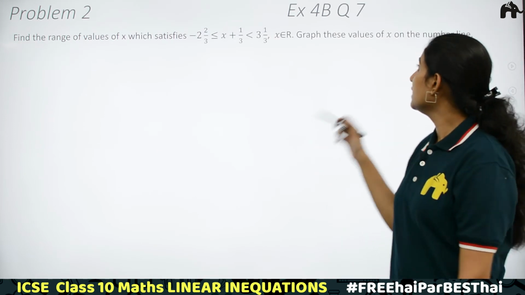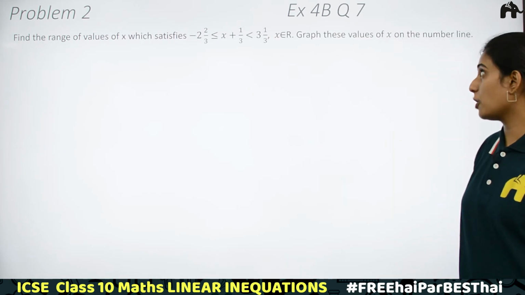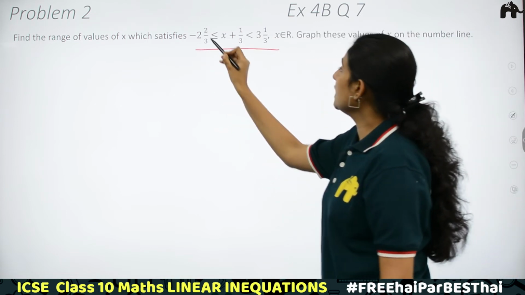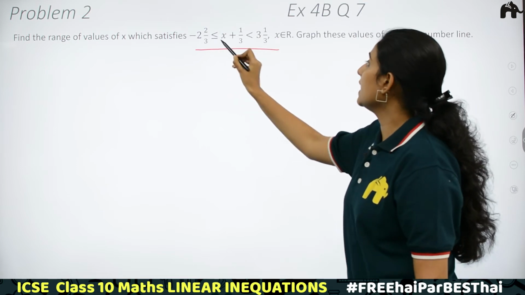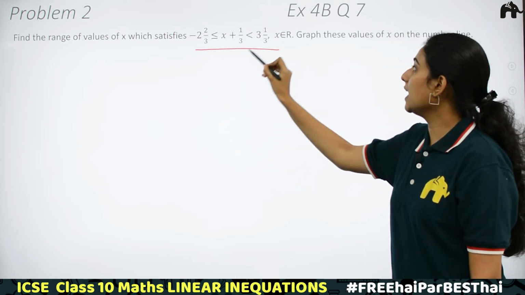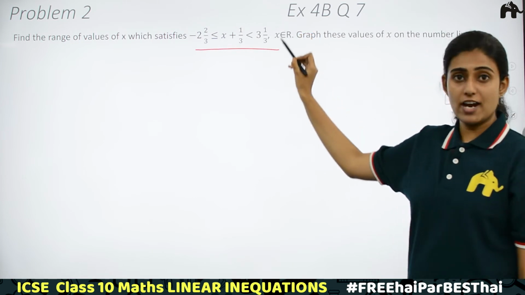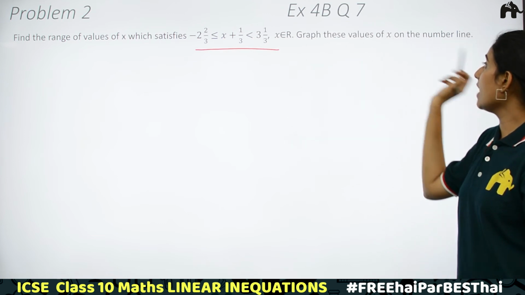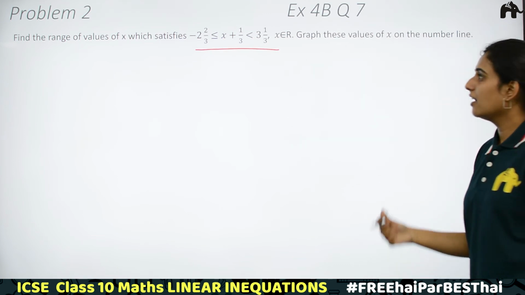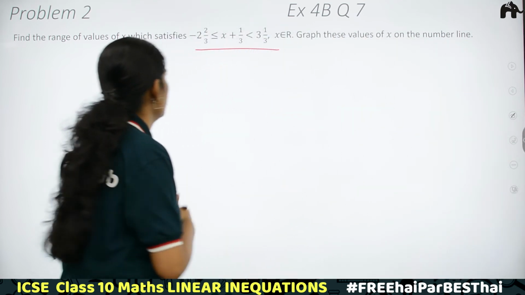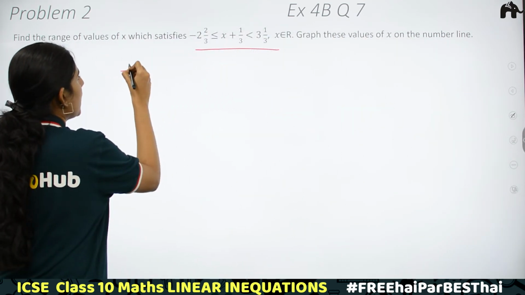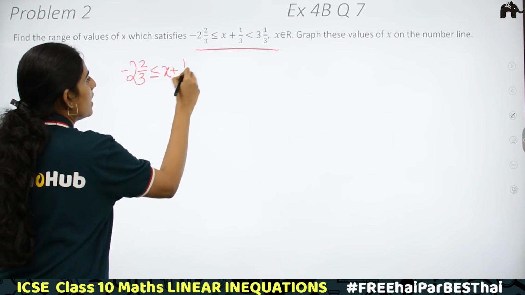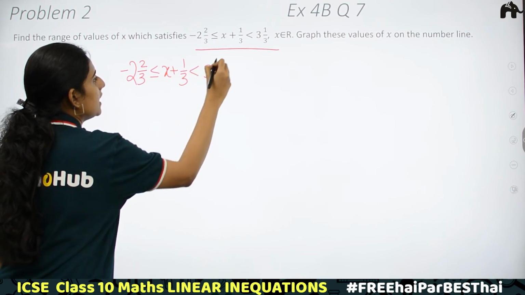Problem number 2. Question number 7 of exercise 4B. Find the range of values of x which satisfies minus 2 2 by 3 less than or equal to x plus 1 by 3 less than 3 1 by 3, for every x belongs to R. Graph these values of x on the number line. First, we need to solve the inequation. We have minus 2 2 by 3 less than or equal to x plus 1 by 3 less than 3 1 by 3.